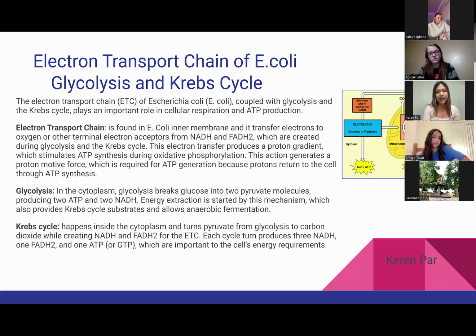The Krebs cycle happens inside the cytoplasm and turns pyruvate from glycolysis to carbon dioxide while creating NADH and FADH2 for the electron transport chain. Each cycle turn produces 3 NADH, FADH2, and 1 ATP, which are important to the cell's energy requirements.